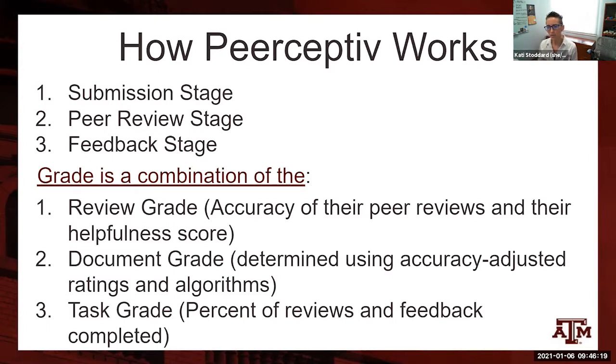The next one is the document grade. This is determined using accuracy adjusted ratings and algorithms. That's where the system takes all of those peer review data and adjusts it and creates the document score. We can get into how that actually happens.